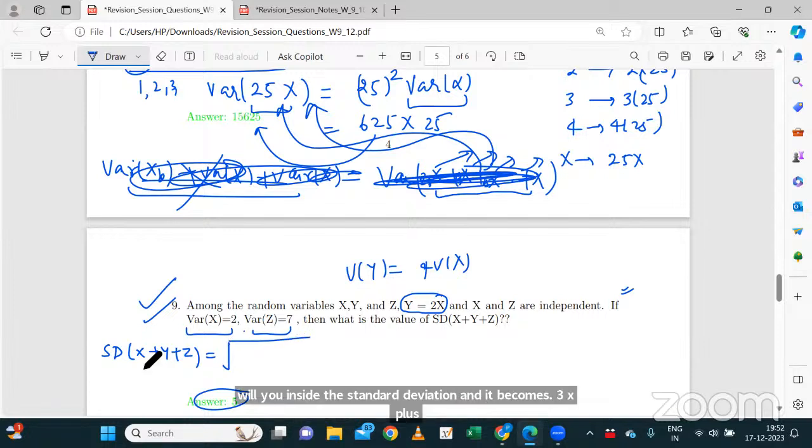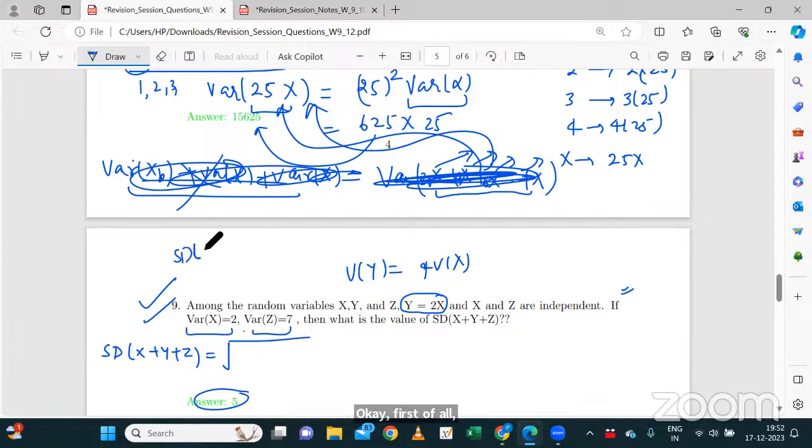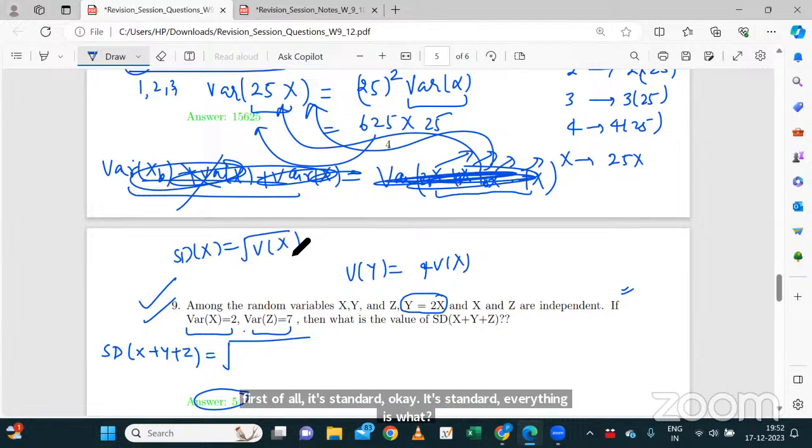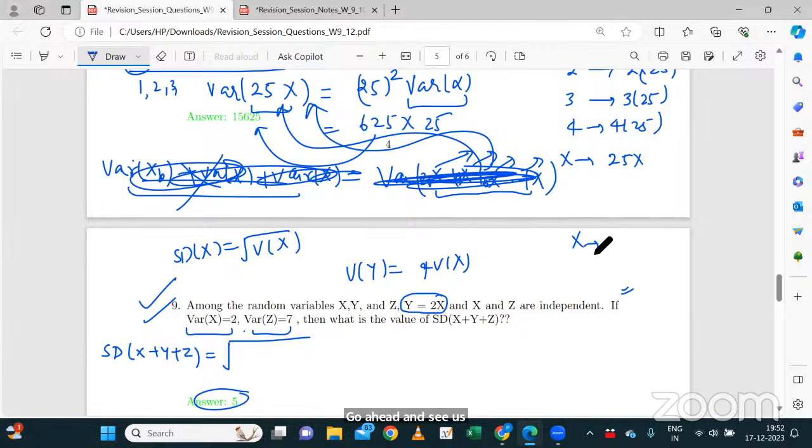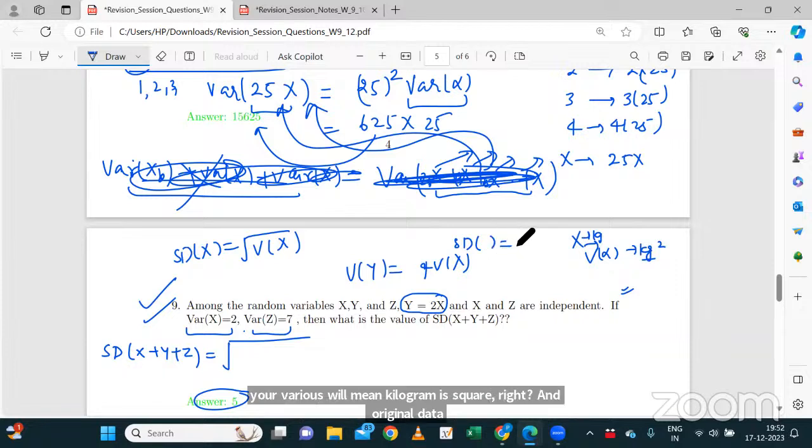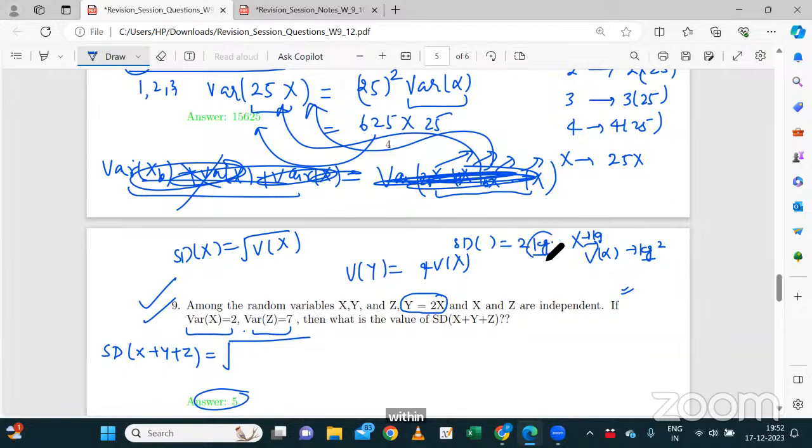First of all, standard deviation is what? It's nothing but the square root of the variance, right? And why are we taking the square root? Suppose X is the weight of a person. Then your variance will be in kilogram square, and the original data will be in kilogram. If I take the square root, I get the variability in kilograms. So the unit will be the same, making it easier to compare with the original data set.